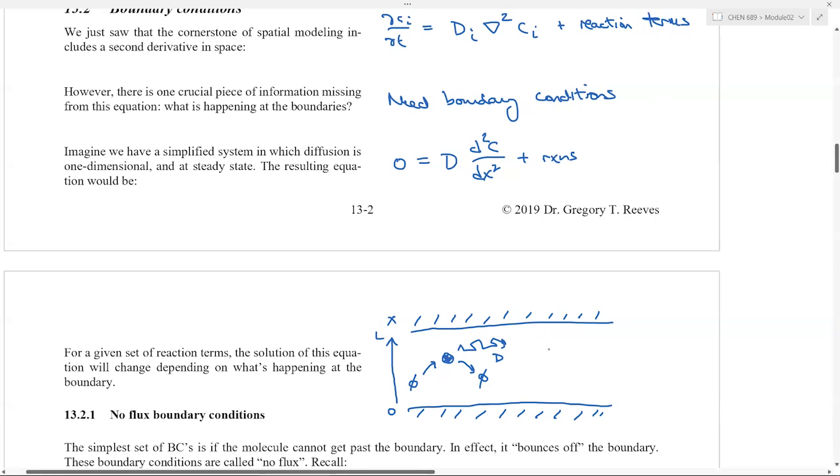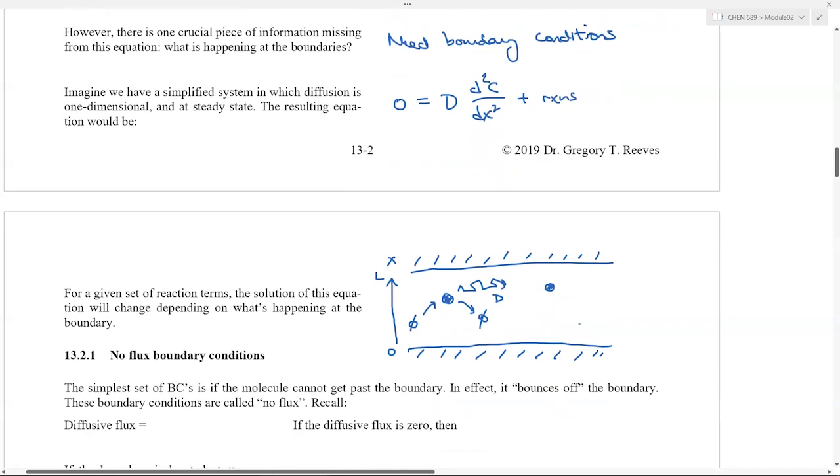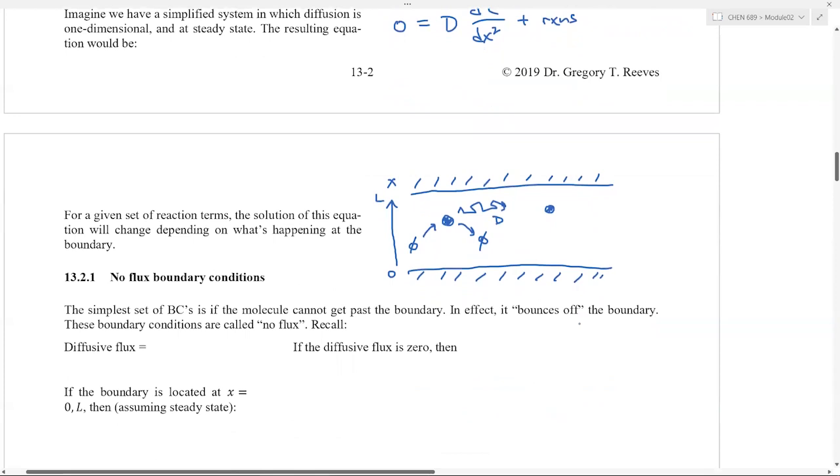So the first and simplest kind of boundary conditions you can encounter are what are known as no flux boundary conditions. With no flux boundary conditions, you have a molecule, and if it hits the boundary of your system, it basically bounces off. And that could happen on either side. That's called no flux. Molecules can't flow out of the system through the boundary. It just bounces right off.